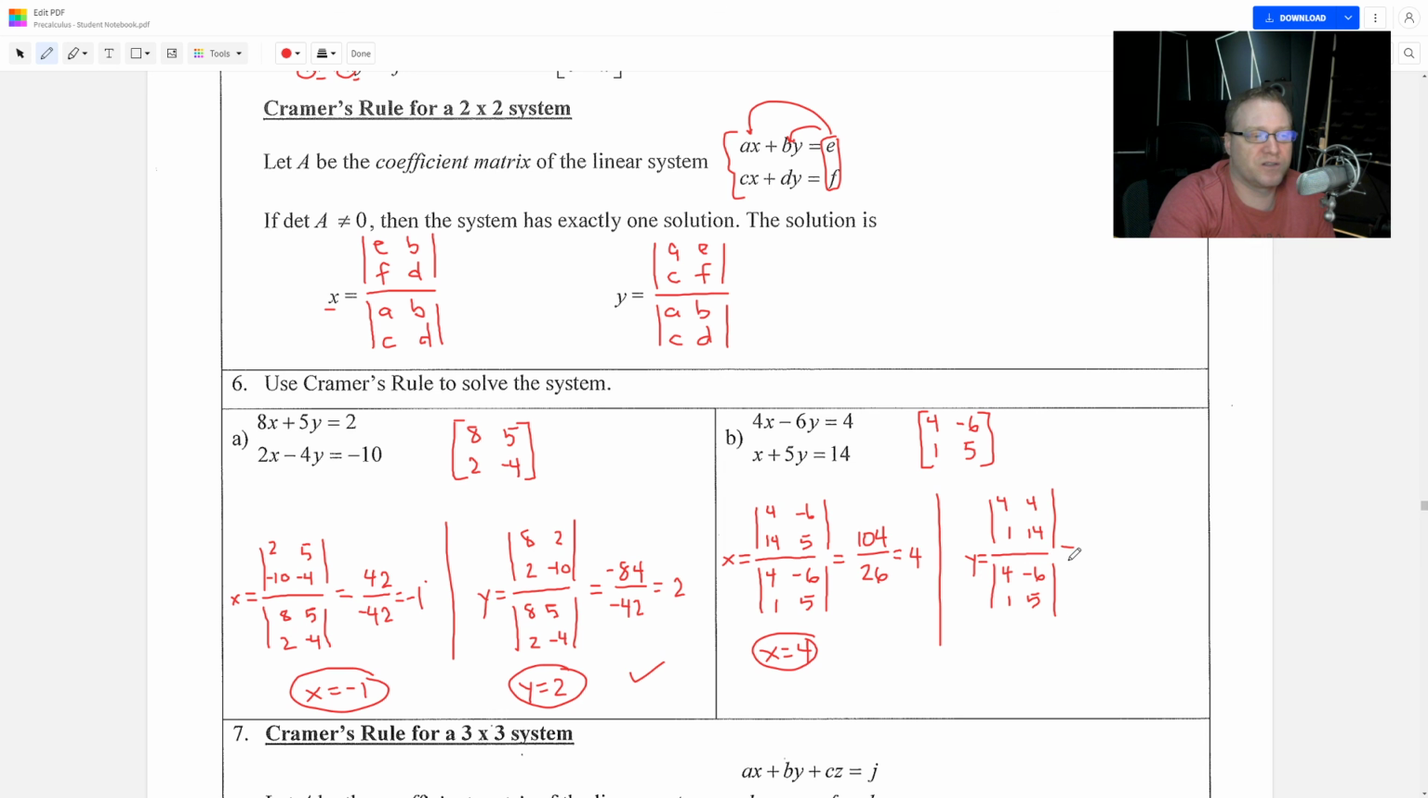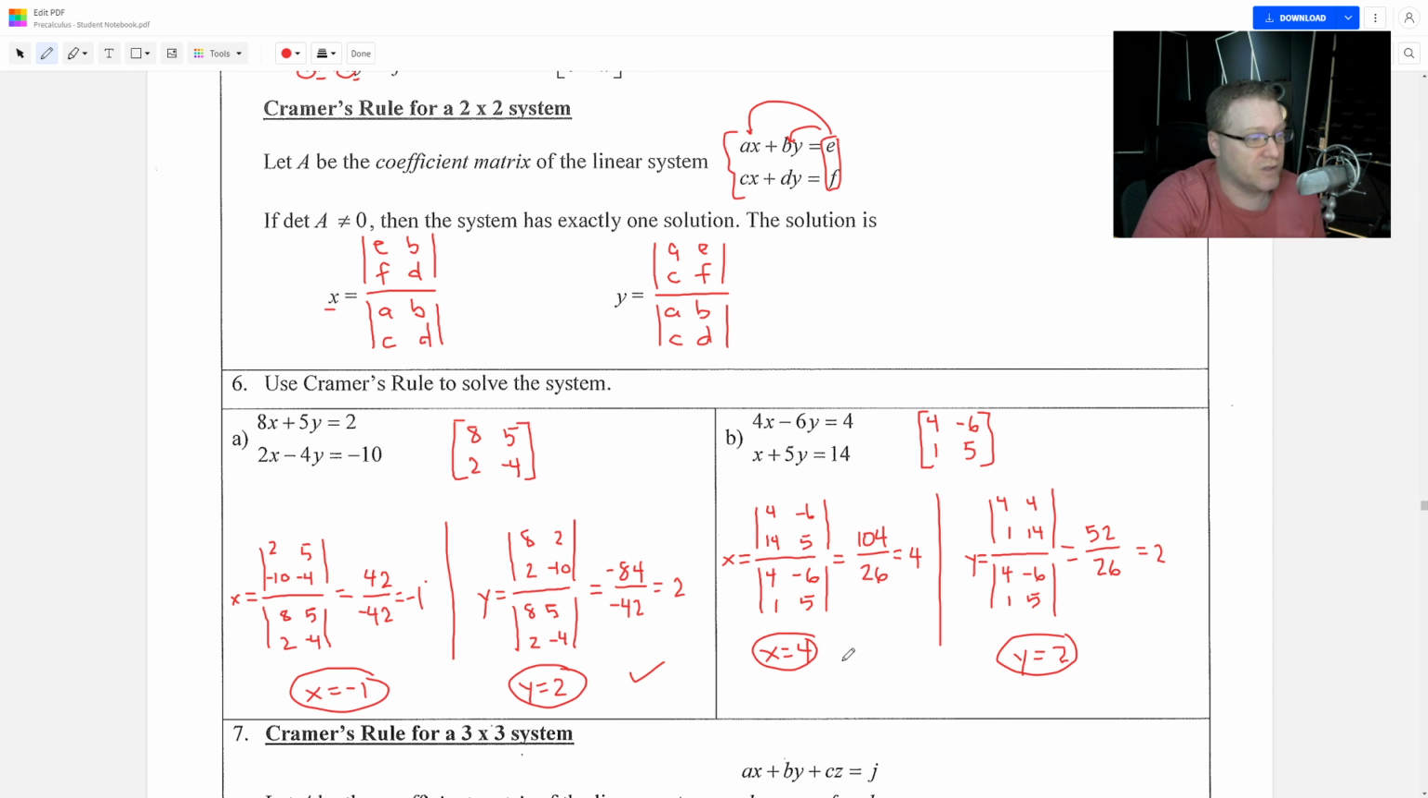And we can start to find these determinants. 4 times 14 is 56, and then we're going to minus 4 times 1, which is 4. So 56 minus 4, that's 52, right? And then we have already found this determinant, it's 26. So we're going to have 52 divided by 26, which is 2. So y equals 2. Let me check my book to make sure I got these both right.